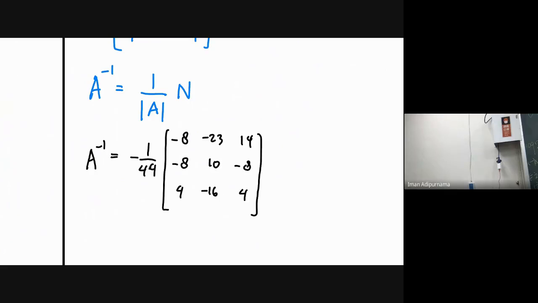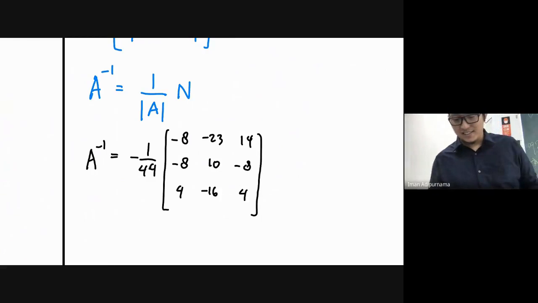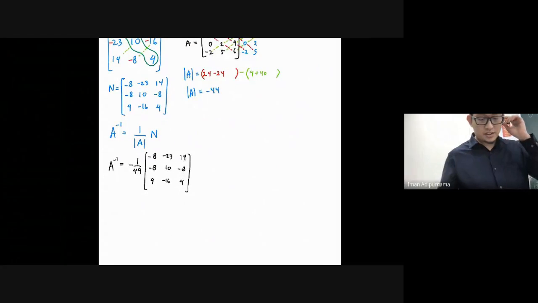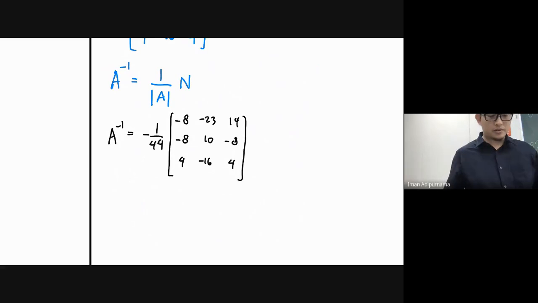Okay, the next section about the matrix is Cramer's rule. Have you learned that, Cramer? Maybe you've heard, but what is that? Okay, but basically, Cramer's rule is a method to help us find the solution of linear equations.